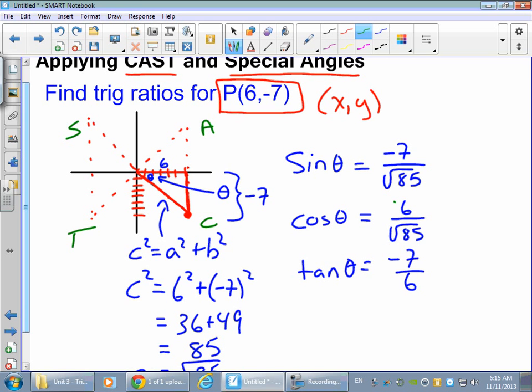Now, of course, we've gone through this a few times. If we needed to find the actual angle, we would take one of those and punch it into a calculator and solve it. But as far as writing the ratios in their best possible form, in their most accurate possible form, these are our answers.